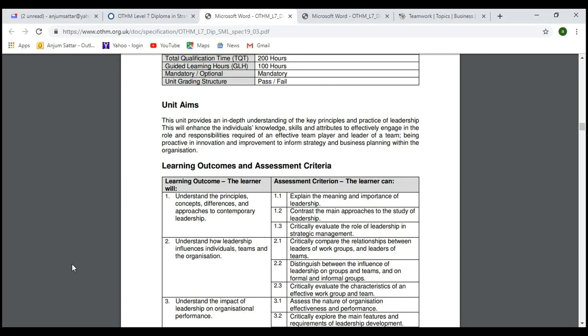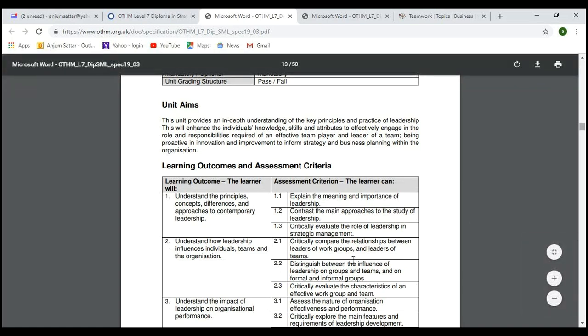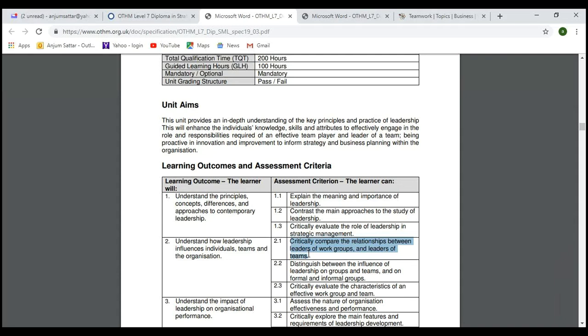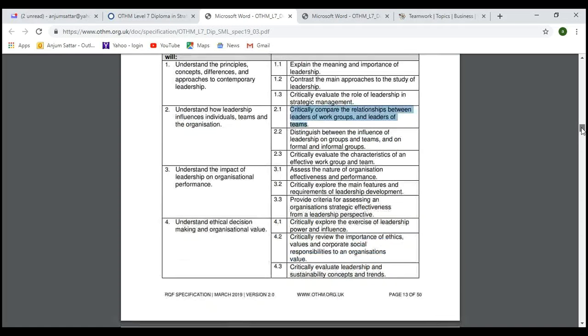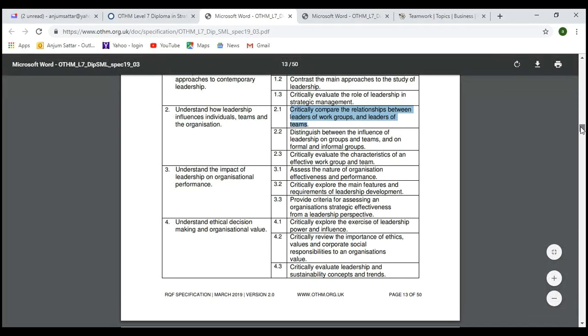Today's lesson will be focused on LO2, understand how leadership influences individuals, teams and organizations. Our key focus will be on assessment criteria 2.1, 2 and 3. Critically compare the relationship between leaders of work groups and leaders of teams. So, a leadership role in a team and in a group. We'll discuss how a leader can influence the group and the team, formal and informal groups, and how we can evaluate the effectiveness of a team or group, the team performance.